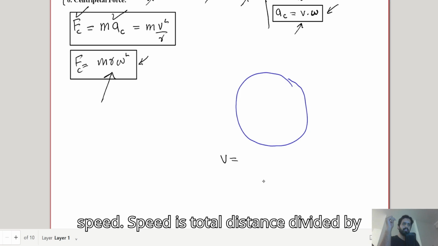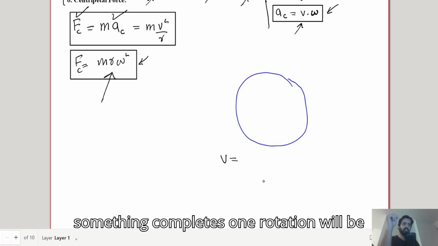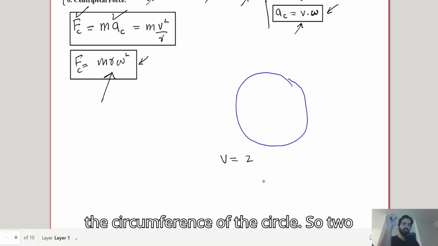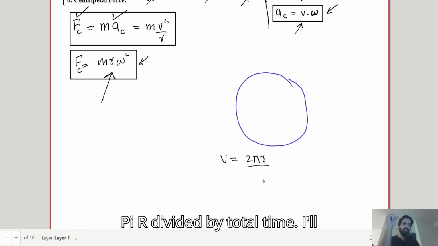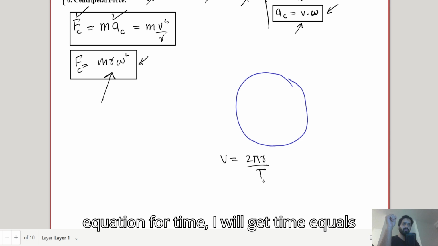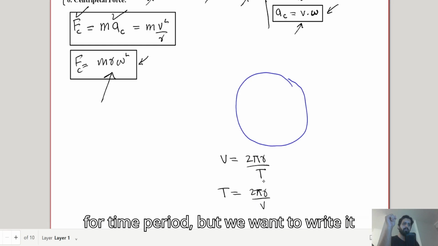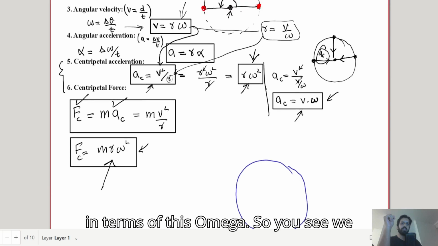Speed is total distance divided by total time. So total distance, if something completes one rotation, will be the circumference of the circle. So 2 pi r divided by total time, I'll write capital T. If I rearrange this equation for time, I will get time equals 2 pi r divided by v. Now this is also the equation for time period, but we want to write it in terms of omega.